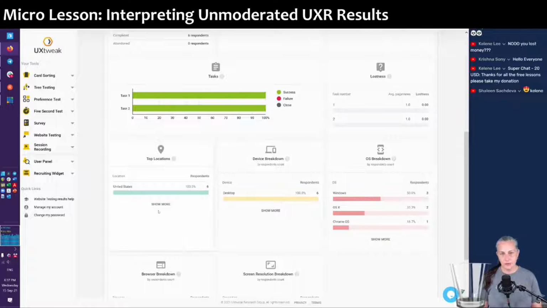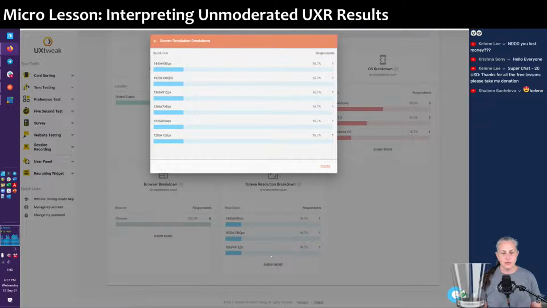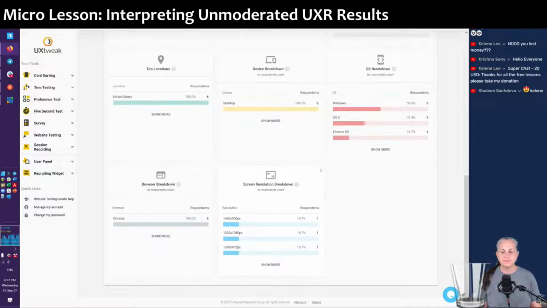And since our client only sells to the United States, we had set up the test to only allow people from the United States. We had a few people on Windows, a few people on Mac, and evidently one person on a Chromebook, which is a nice little mix of people, though everybody was in a Chrome browser, which again, didn't matter to us in this case. We had some different screen resolutions, which is groovy. Looks like everybody had a different screen resolution, so that's kind of neat.